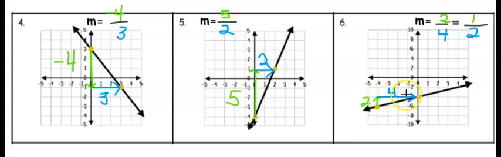Because I went from negative 6 to negative 4, that's 2 units here. And then I had to go from negative 4 to 0, which is 4 units. So it was 2 to 4, which reduces to 1 over 2. And I was going in positive directions for both the rise and the run. So it's 1 over 2.